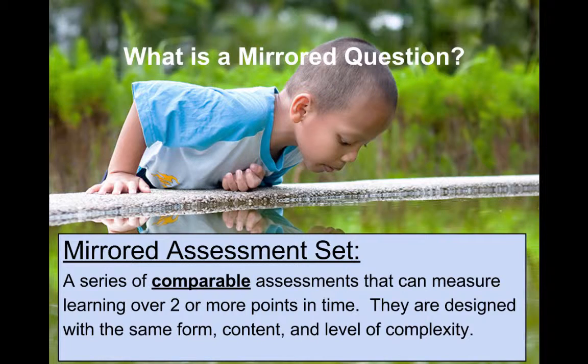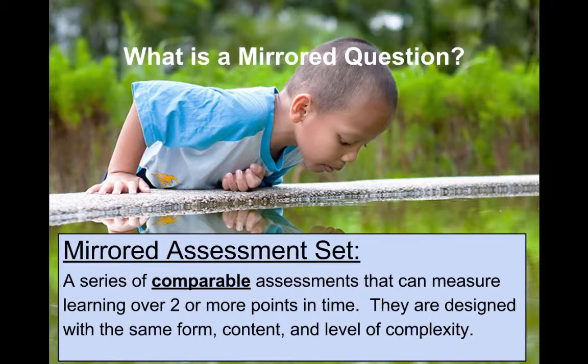So how are we going to do this? We got to get some assessments together. We like to call these the mirrored assessment sets. Now, these are comparable, not identical, but comparable assessments that are designed to measure learning at 2 or more points in time. In order for these assessments to be comparable, they need to have the same format, the same content, and same complexity.